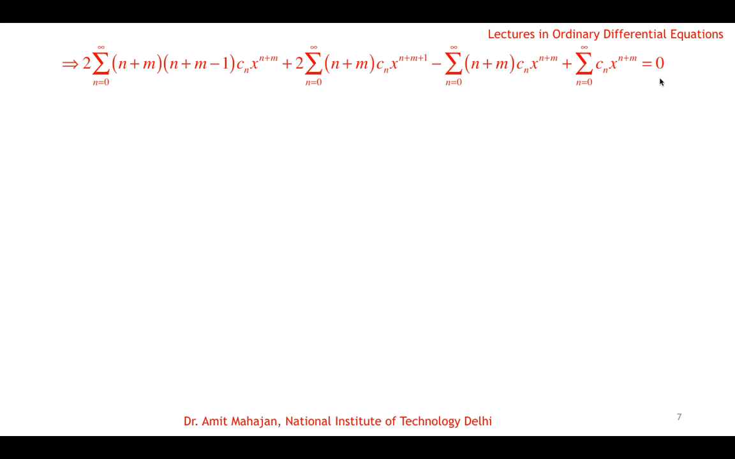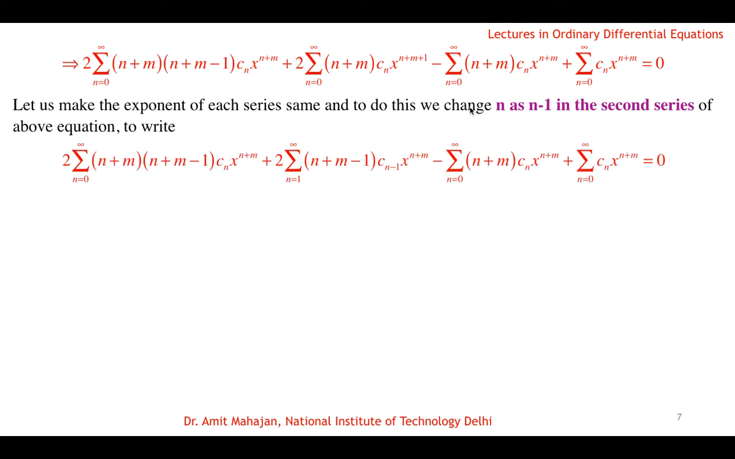Okay, now once we reach this step, if you remember from the last lecture, we need to do two things. One is that the powers of x are to be made the same, and the starting positions are to be made the same. Here the x power is n plus m, here it is n plus m, here it is n plus m, and here we also need to make it n plus m. Okay, so in the second series we will put n as n minus 1 everywhere to rewrite it, and the first, third and fourth series are not changed, so that the exponents of x are the same.